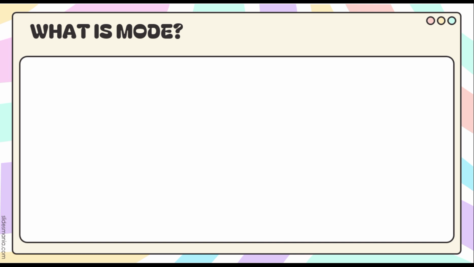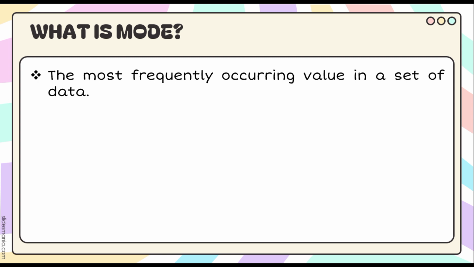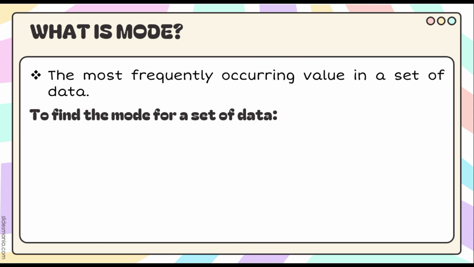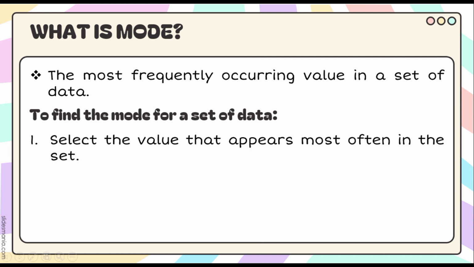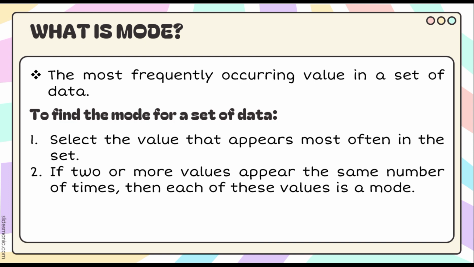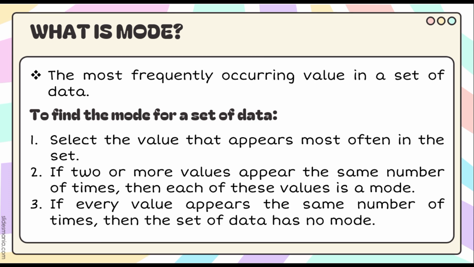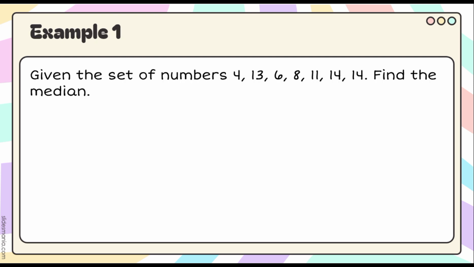The third one is the mode. What is the mode? When we say mode, it is the most frequently occurring value in a set of data. To find the mode for a set of data, first, select the value that appears most often in the set. Second, if two or more values appear the same number of times, then each of these values is a mode. Third, if every value appears the same number of times, then the set of data has no mode.